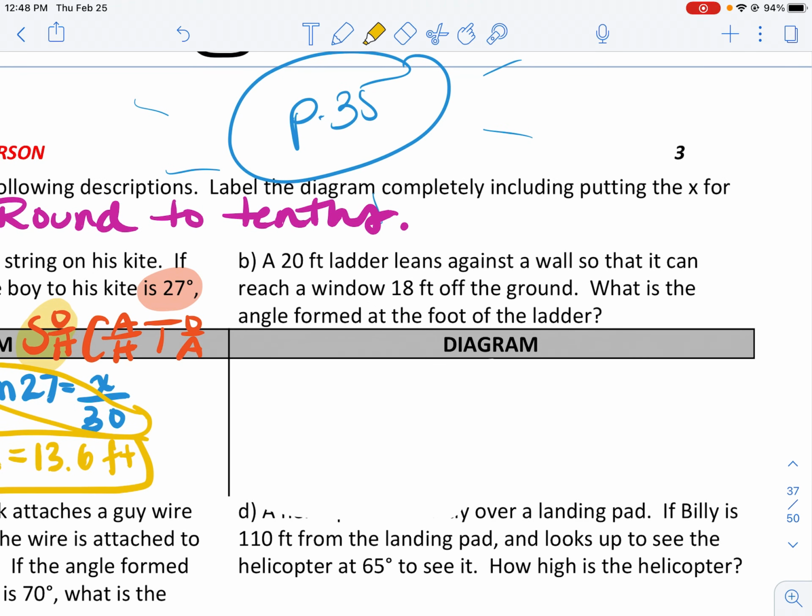Okay, so we're still on page 35. A 20-foot ladder, so I'm highlighting that 20, leans against a wall so that it can reach a window 18 feet off the ground. Now here's another hint. You're going to start to see patterns with these, my friends. If you have information, we have 2 side lengths. Guess what they're probably going to ask for? What is the angle formed at the foot of the ladder? So I'm going to put a little X there.